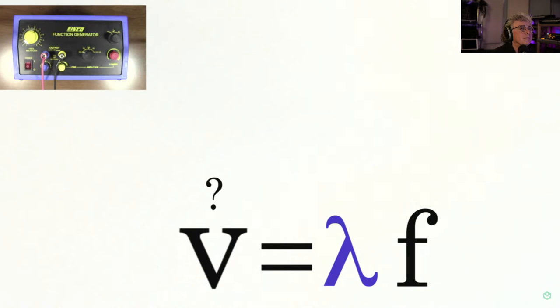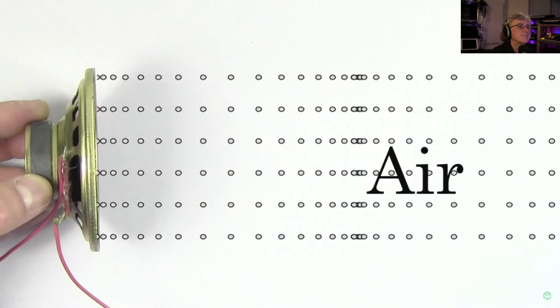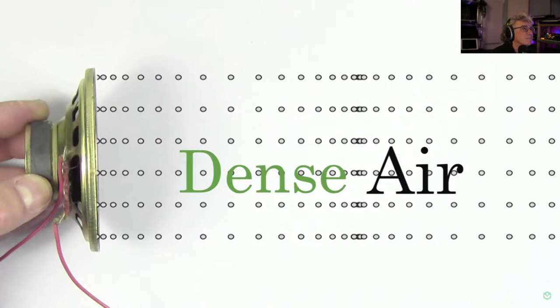Well, the only way to change the speed of sound is to change the medium or the properties of the medium that the sound wave is traveling in. So to change the speed of sound in air, you can change things like the temperature of the air, or the humidity of the air, or the density of the air.